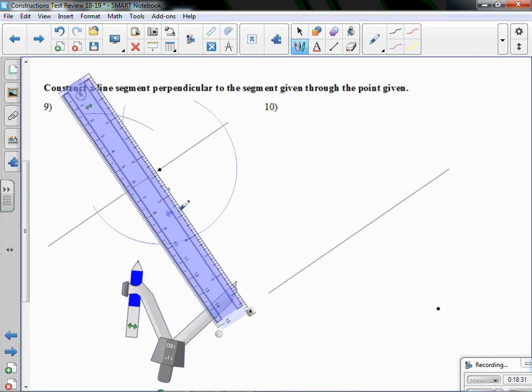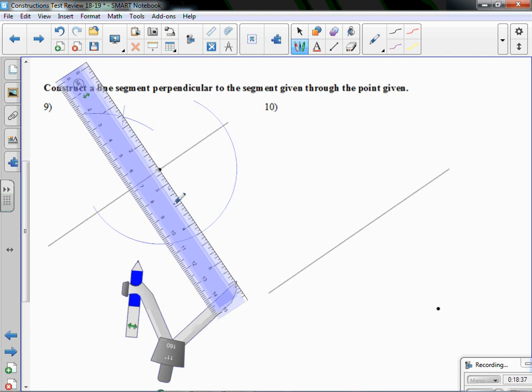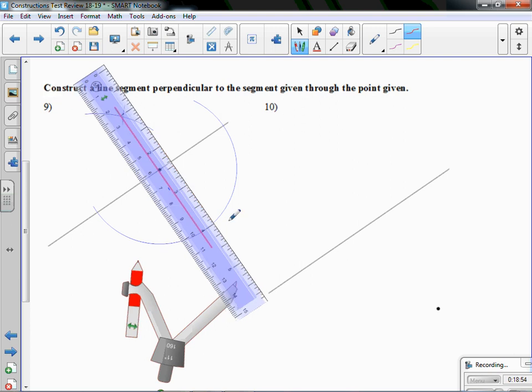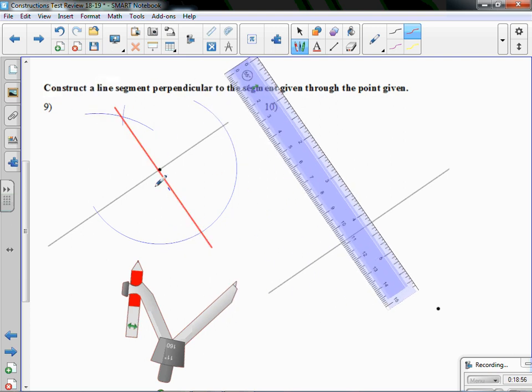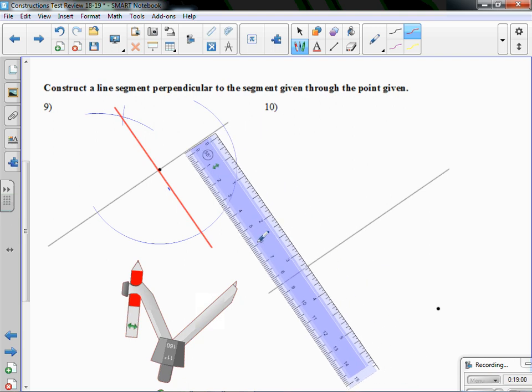Now line up our point with the intersection. So. Our line through the point and the intersection, and we've got a line perpendicular going to that point.